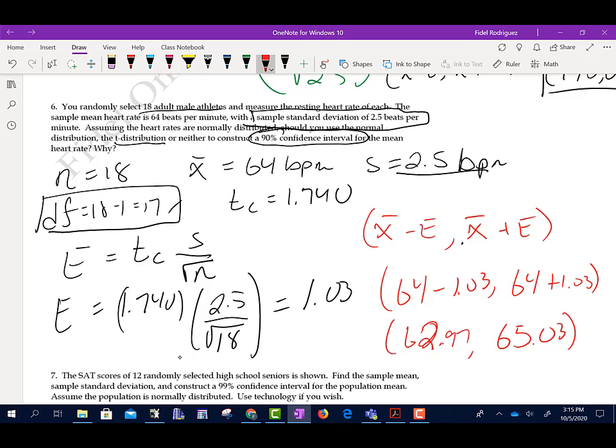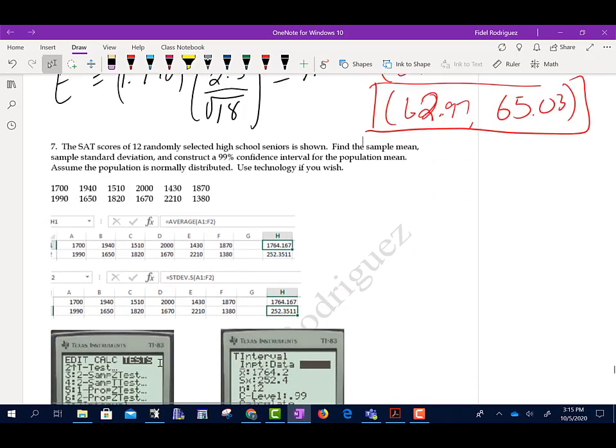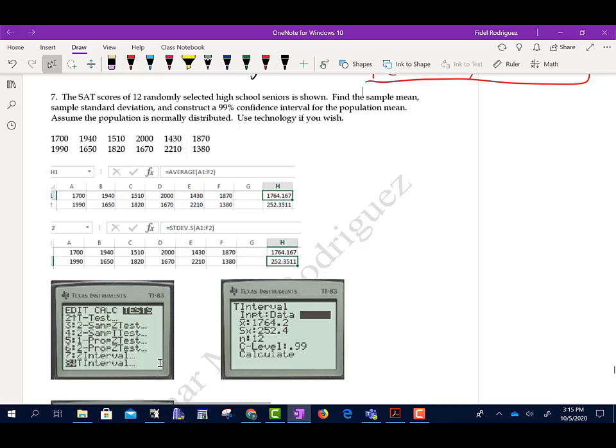Okay, so 62.97 to 65.03 would be my confidence interval. All right, so for this problem here, guys, I'm going to show you all. I'm going to do this one on the app just so you can see how it works. So I will upload that one and attach it to this part here.